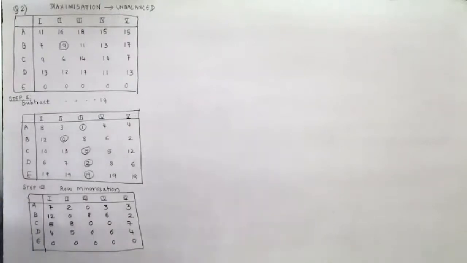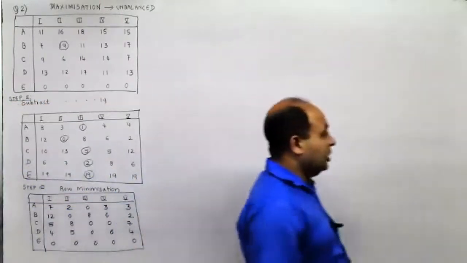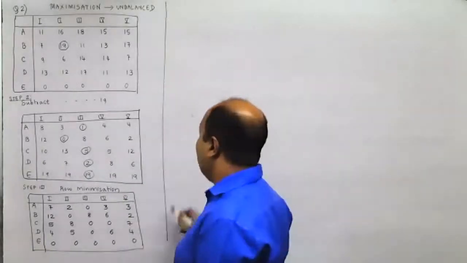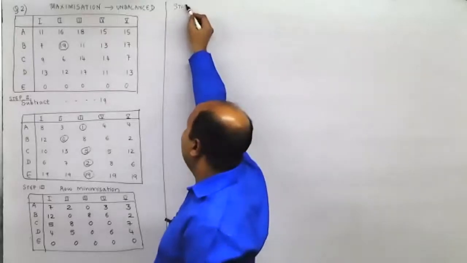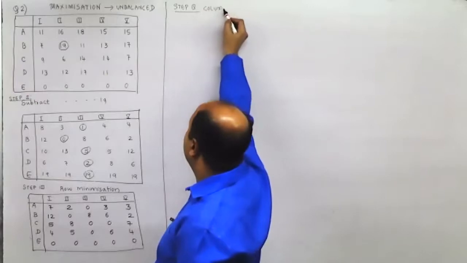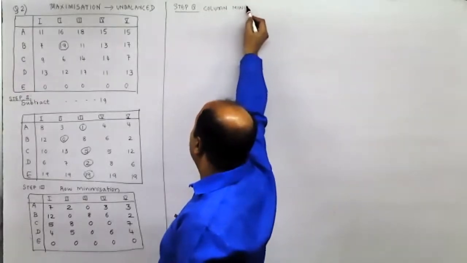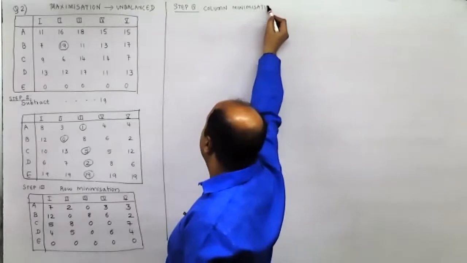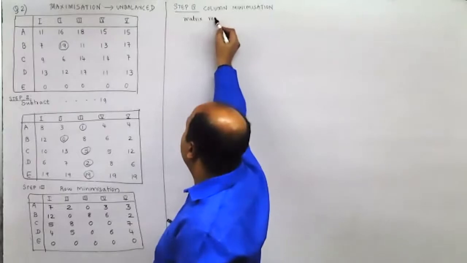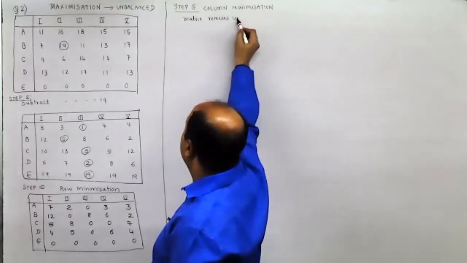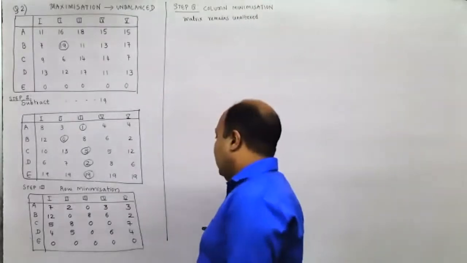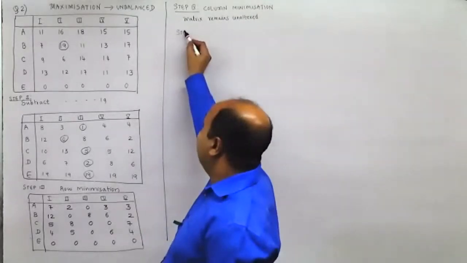Now, when I consider column minimization, all the columns have a 0. So after column minimization, the matrix remains unaltered. Step 4, column minimization. Matrix remains unaltered. Now here, next step would be to draw minimum number of lines.